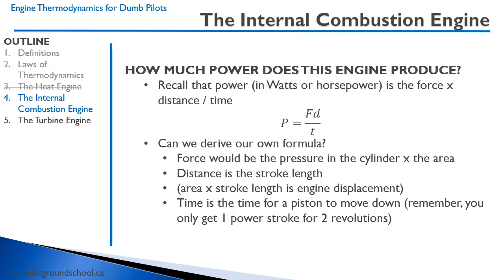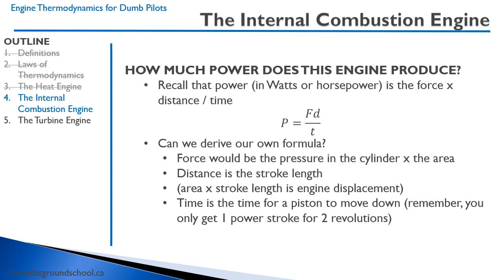Let's talk about how much power this engine produces. So recall that power, so we talk about watts or horsepower, is force times distance divided by time. Okay, so can we derive our own formula? The force would be the pressure in the cylinder times the area, right? The distance is the stroke length. And then the time is the time for the piston to move down.